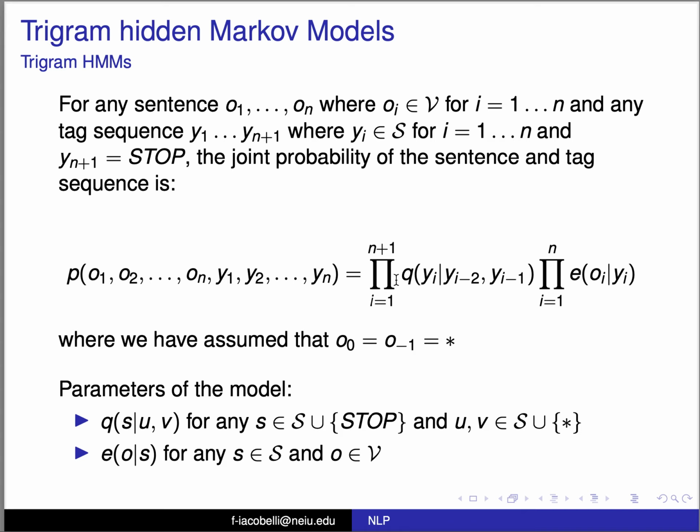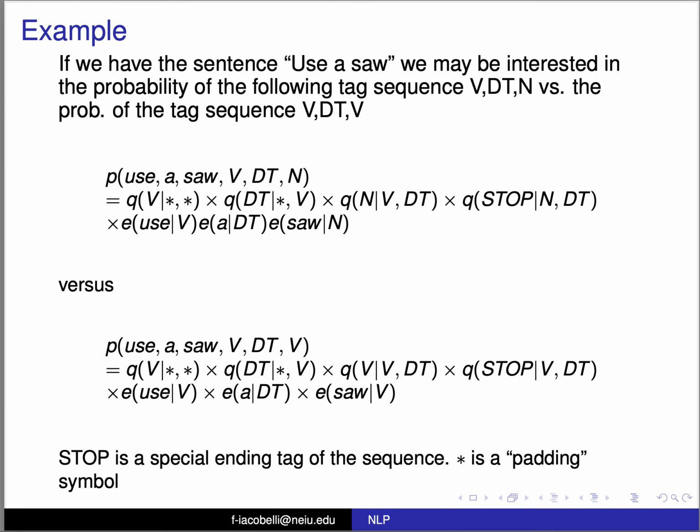So the parameters of the model, these probability estimations, are going to be the transitions, which are any set of trigrams of tags, including stop and including the star star at some point. And the emissions, which are any word given a tag. For any tag in the set of tags, we're going to call big S the set of tags, and V is going to be the set of words. With those definitions, for example, we can compute the probability of a sentence.